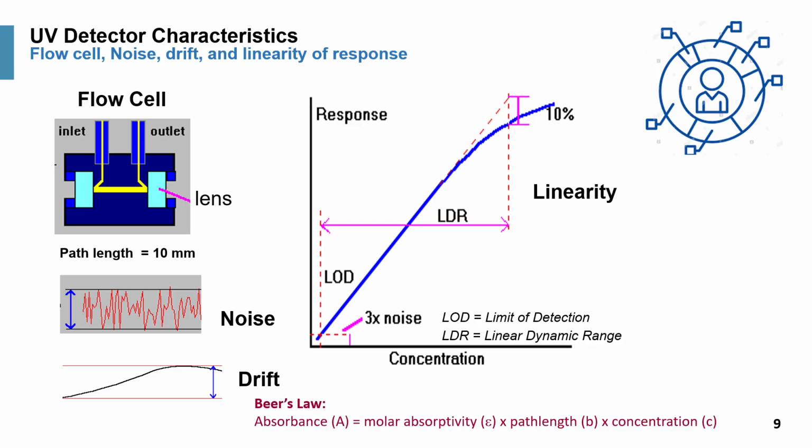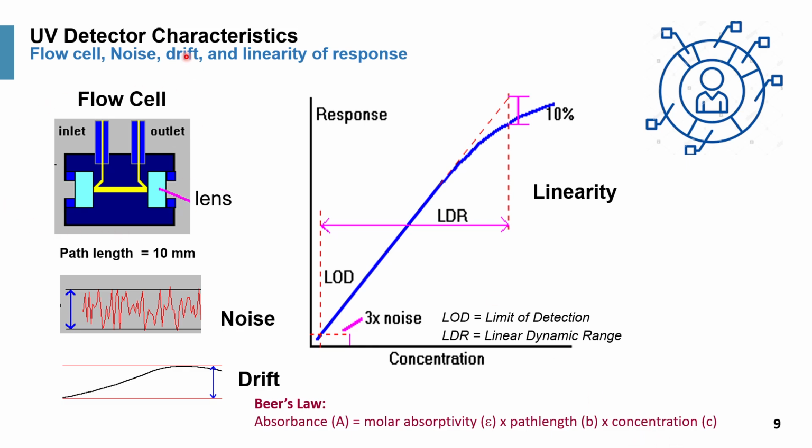This slide is very important, describing the UV detector characteristic. Once again, we show you Beer's law, which is the absorbance, the negative log of transmittance, equal to molar absorptivity times the path length b and concentration of the analyte c.